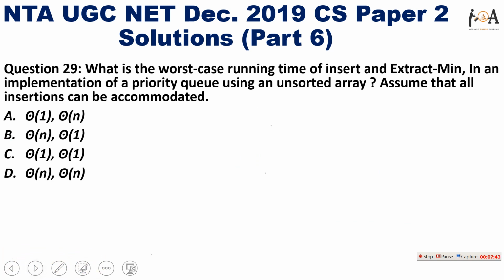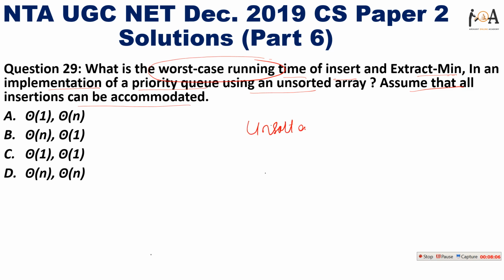The next question here is: what is the worst case running time of insertion and extract minimum in an implementation of a priority queue using an unsorted array? Assume that all insertions can be accommodated. So we need to calculate the worst case running time, and for worst case running time for insertion, what we are given initially is an unsorted array.